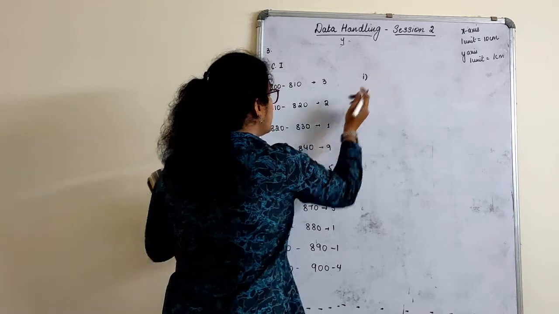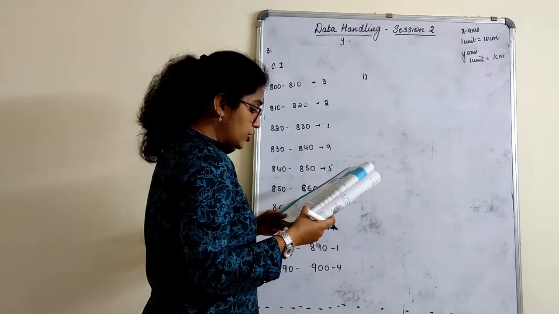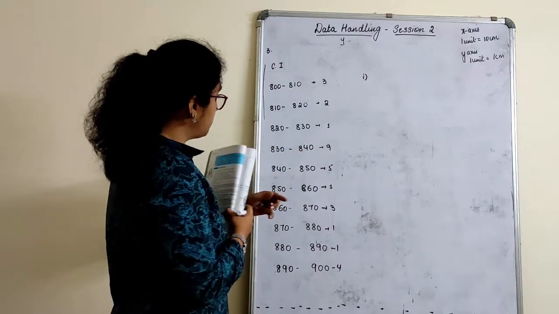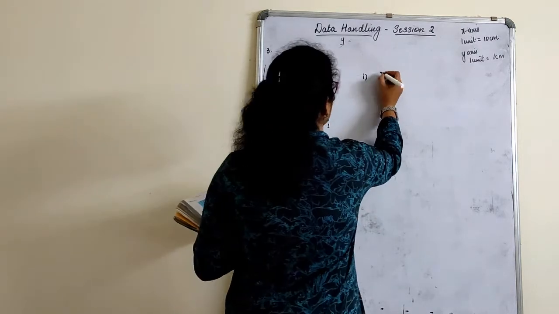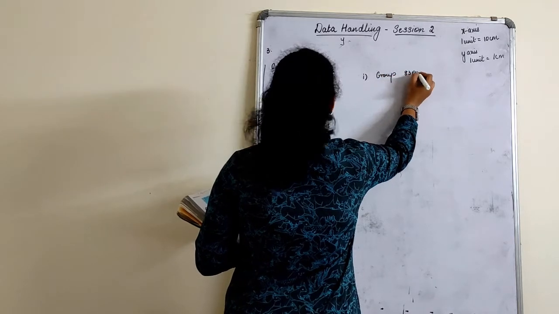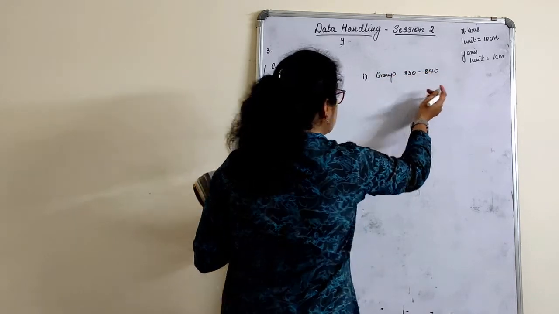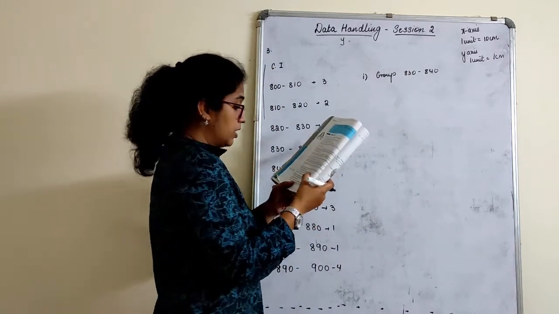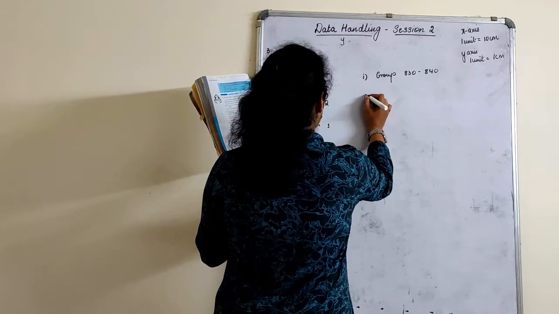First question asked here is, which group has maximum number of workers? The group 830 to 840 has maximum number of workers. Conclude that.